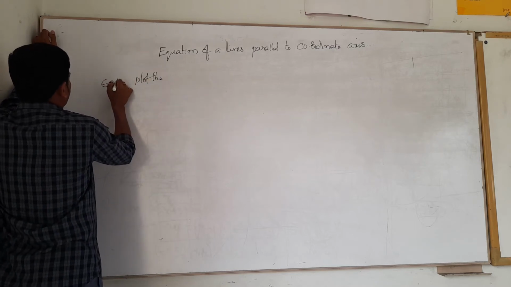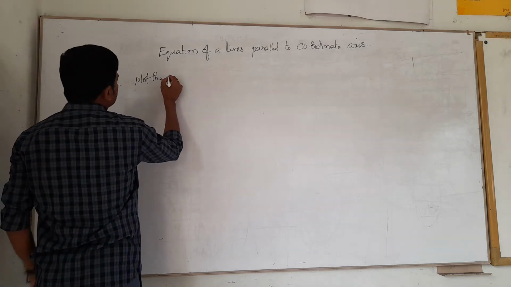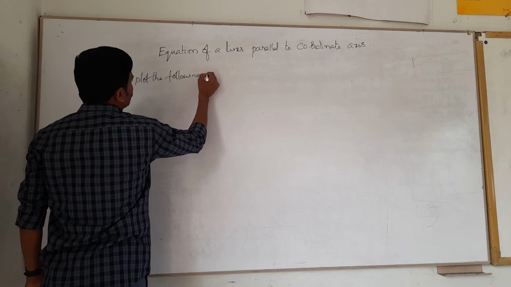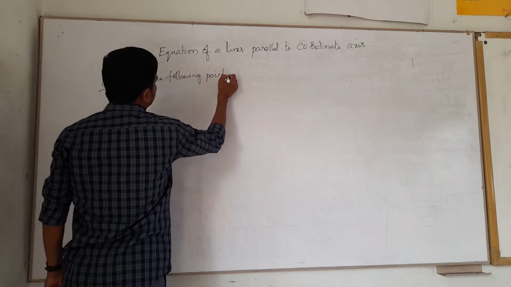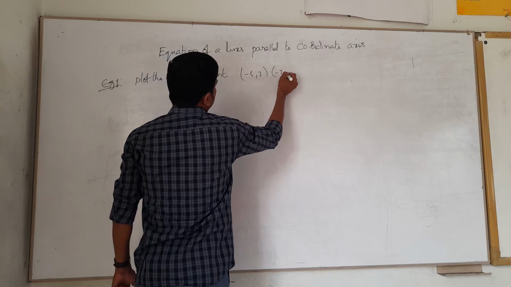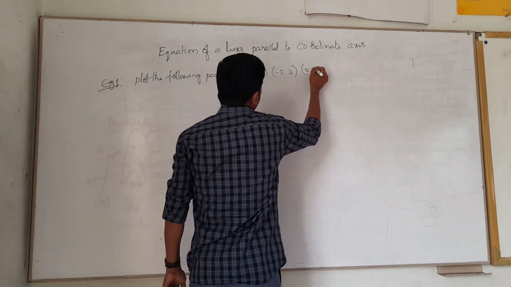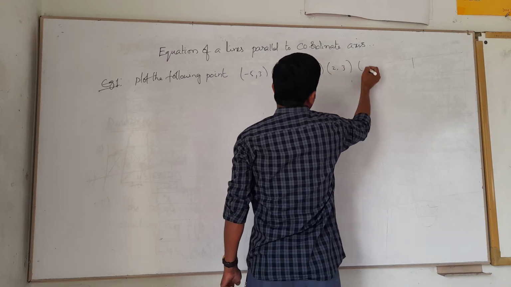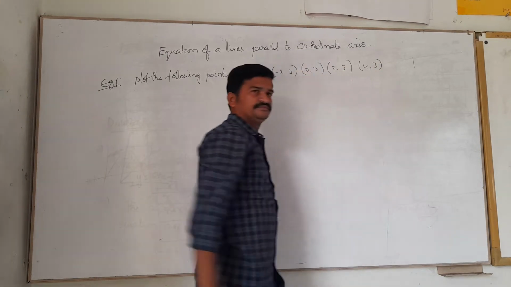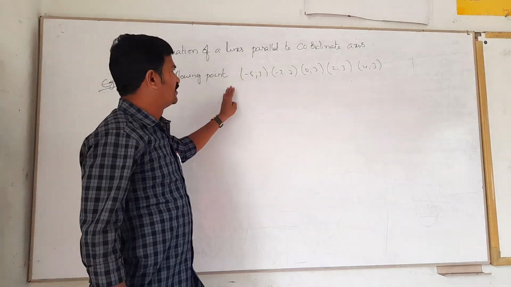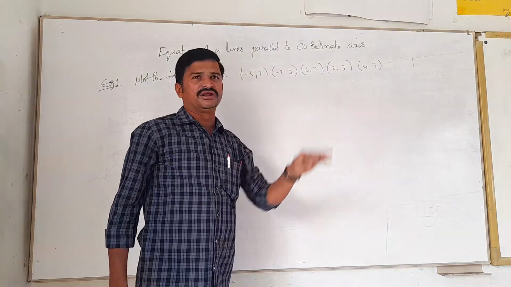Consider this is example 1. Plot the following points: minus 5 comma 3, minus 3 comma 3, 0 comma 3, 2 comma 3, and 4 comma 3. This one I think we did. Plot these points and join the line.